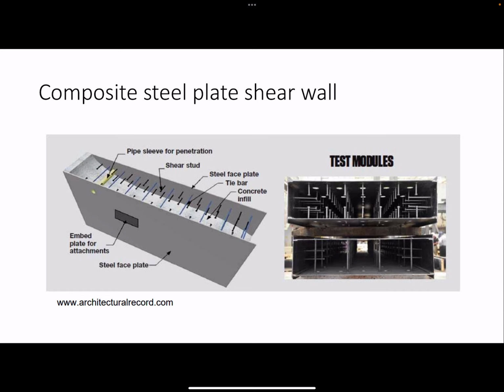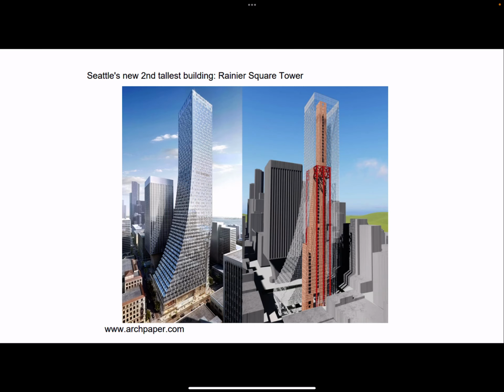So using this system, I think the first use of it was for this Rainier Square Tower, which is downtown Seattle, and it's the second tallest building now in Seattle. They used that system, and it saved them about 7 months of construction time, just using that system compared to the traditional reinforced concrete construction.